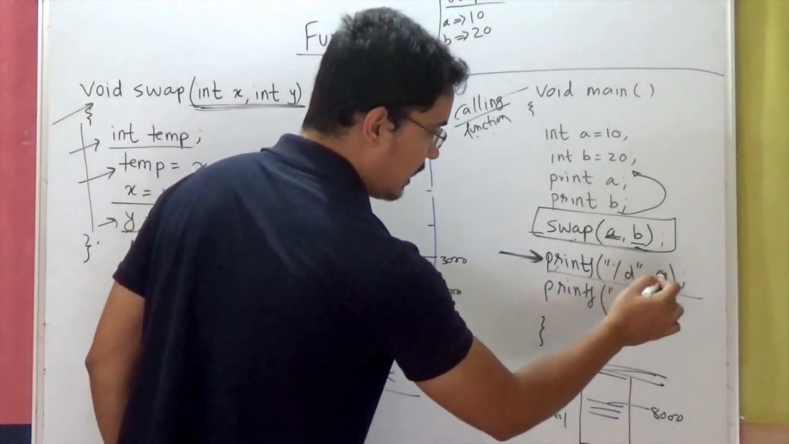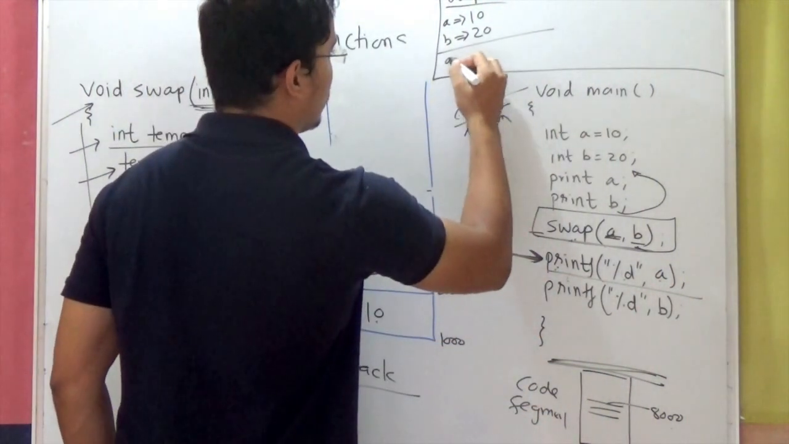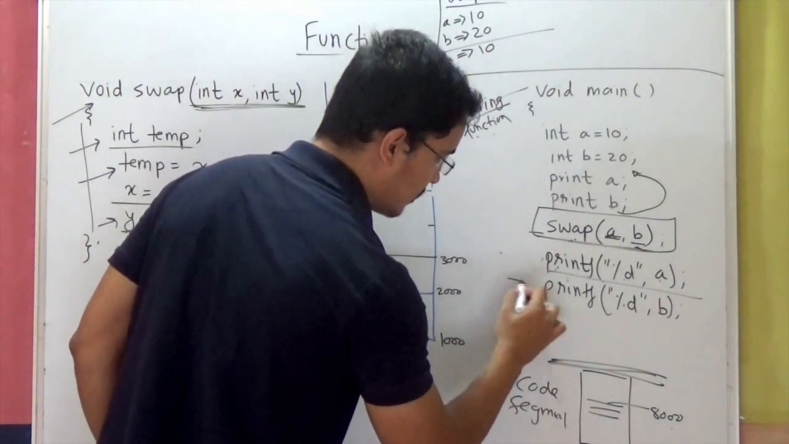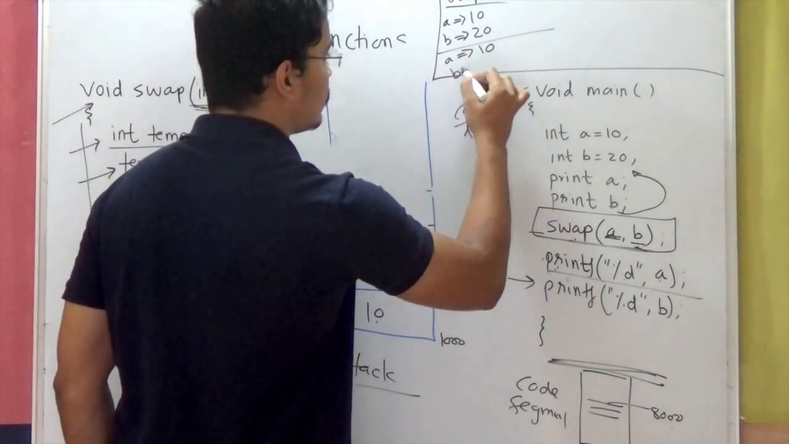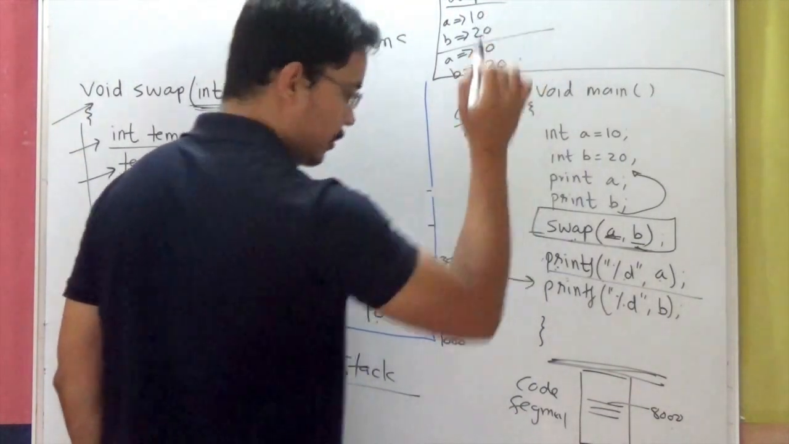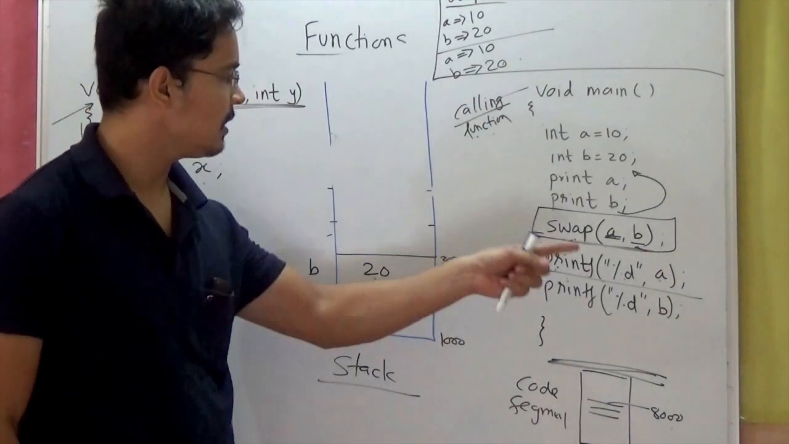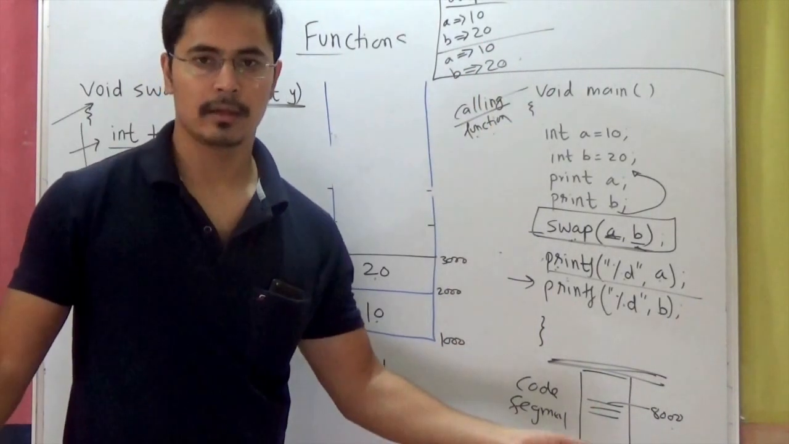Now, we'll execute this line. Printf %d a. What is the value of a? 10. So a is 10. Next, printf %d b. What is the value of b? 20. So b is 20. Did we manage to swap the two numbers, a and b? No. A is still 10, b is still 20.